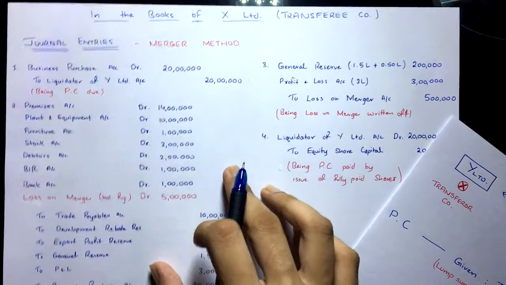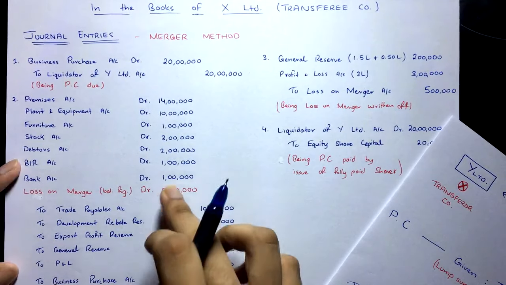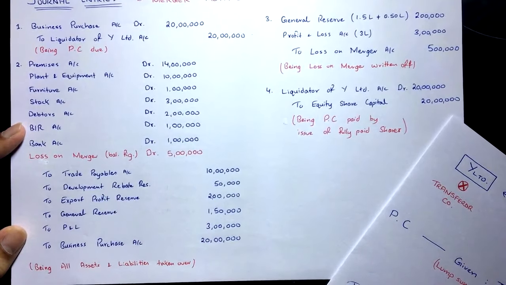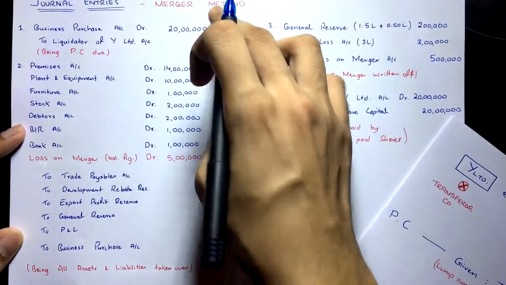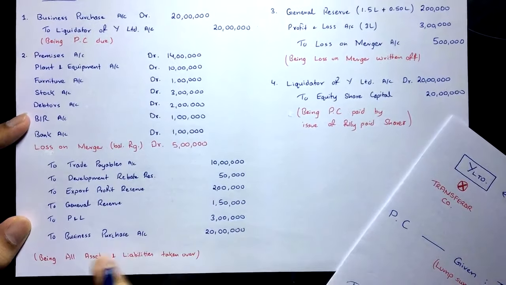But in the purchase method, we take the agreed values. Okay, that's the difference in the second entry. And one more difference is there: debit balance goodwill in the purchase method, credit balance goes to where? Capital reserve. In the purchase method, yes. In the merger method, the debit balance goes to loss on merger and credit balance goes to profit on merger.